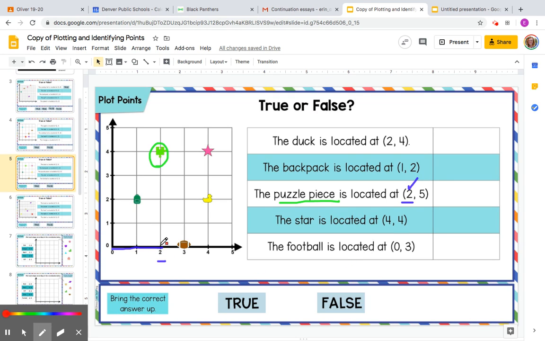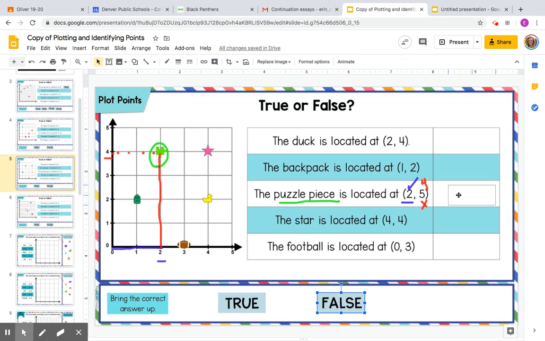And then I go up. 1, 2, 3, 4. Double check. My y coordinate should be 4, so this is not a correct statement. It is false. It would have been correct had this puzzle piece been 1 higher on my y-axis, or 1 higher up.